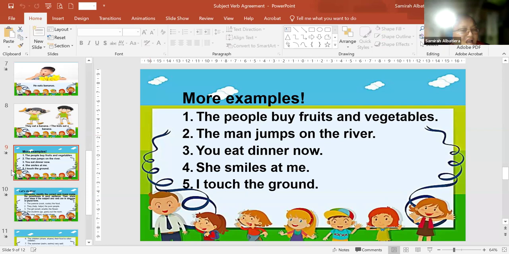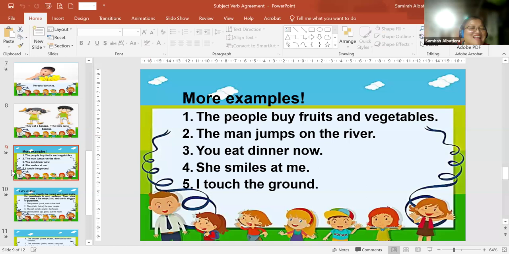Is it only touch? Miss Samirah touched the ground? What do you think? Miss Samirah touched the grass. Touches. Touches. Very good, Rosa. Thinking about touching grass. Yeah, it should be Miss Samirah touches the ground.